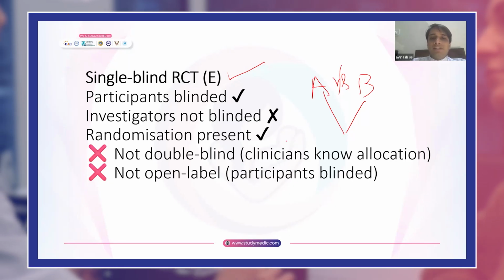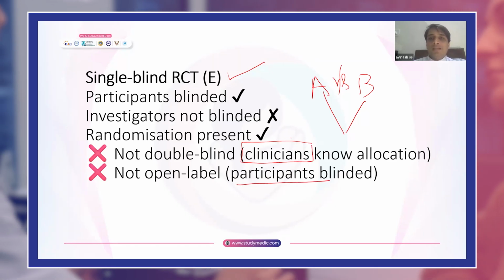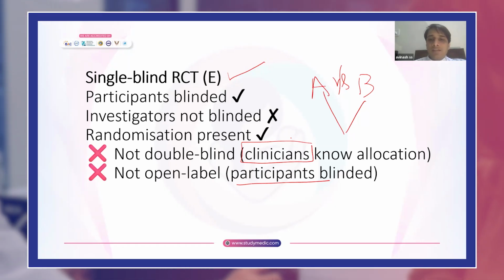Double blinded means clinicians also will not know. Whereas open labeled RCT means participants will know and clinicians will also know whether they are receiving the drug of intervention or the treatment of intervention or not.